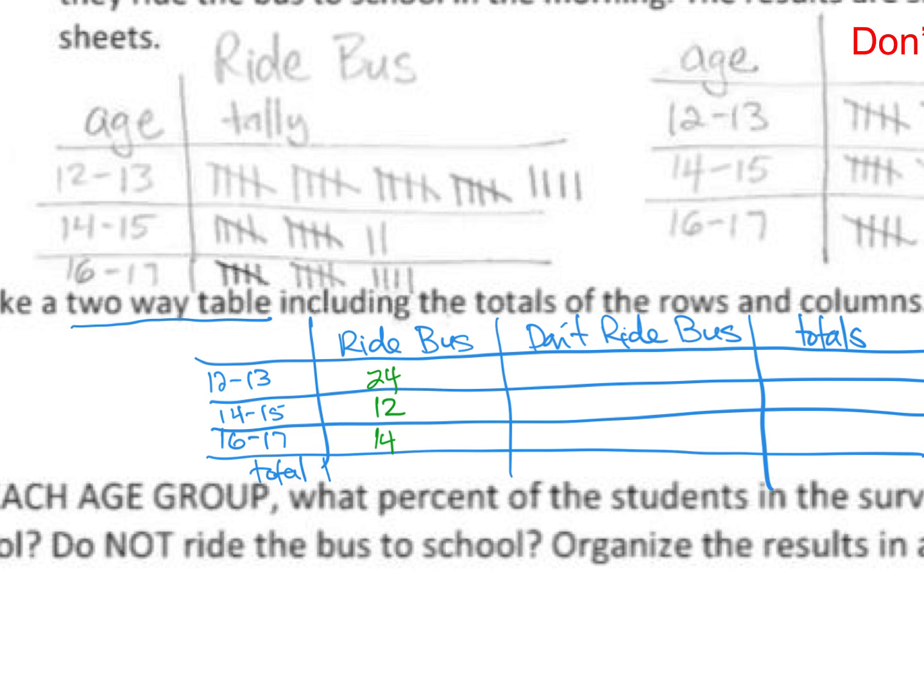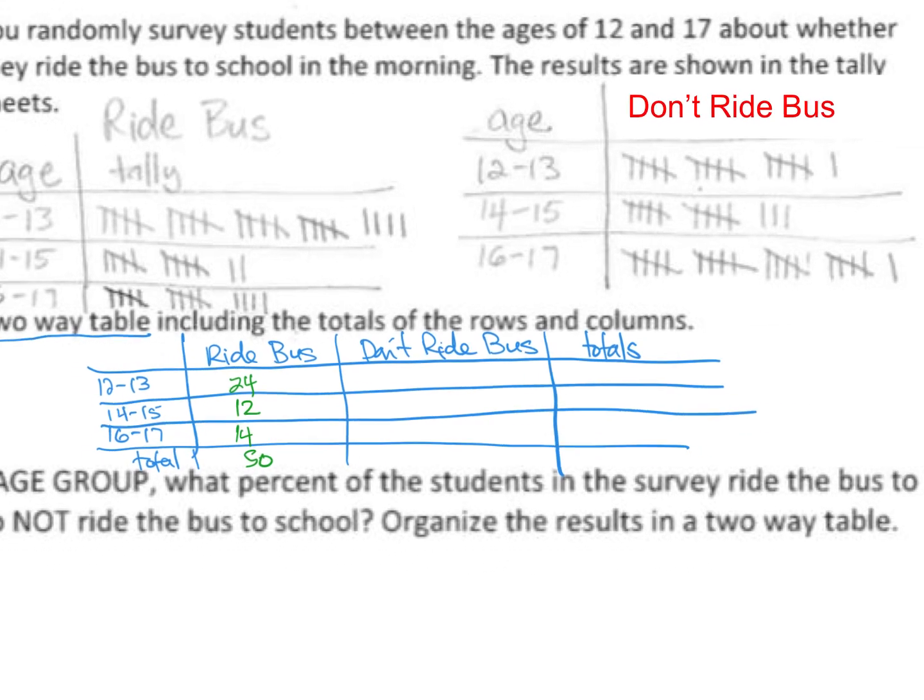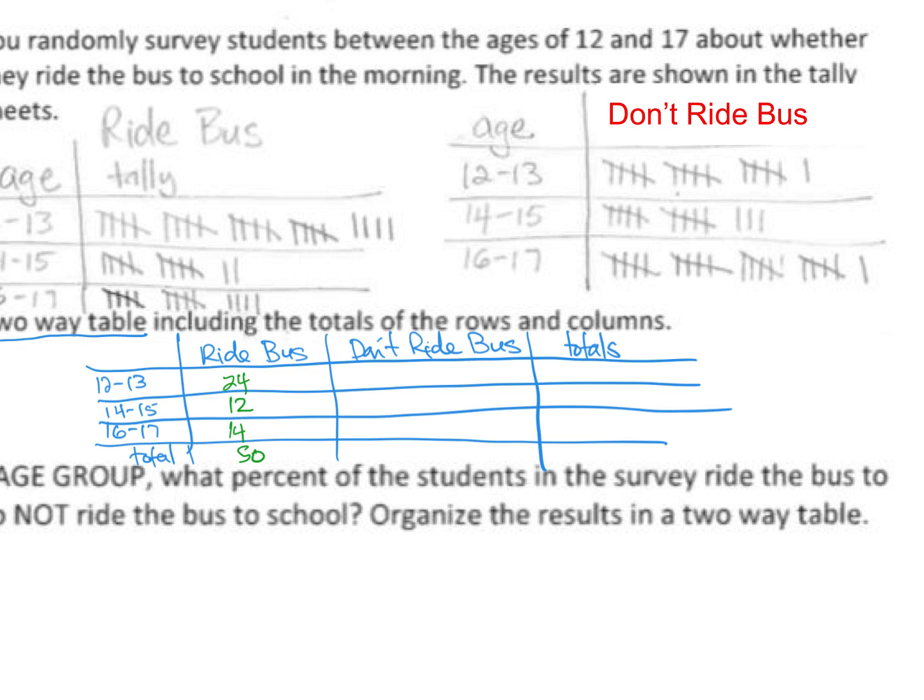And then let's go ahead and add these downward. Let's do 24 plus 12 plus 14. So grab your calculator. And in here should be 50. And then now let's go ahead and do don't ride the bus. And let's do 12 to 13. So 5, 10, 15, and then 16. So we have 16. And then we have 14 to 15 is 5, 10, 13. Oops, that was the highlighter.